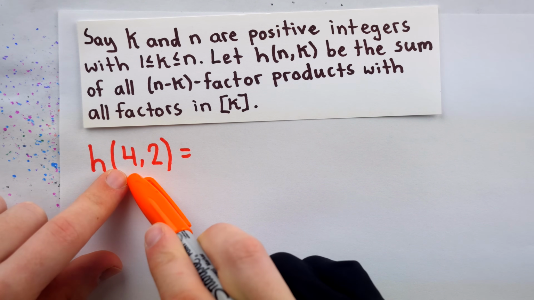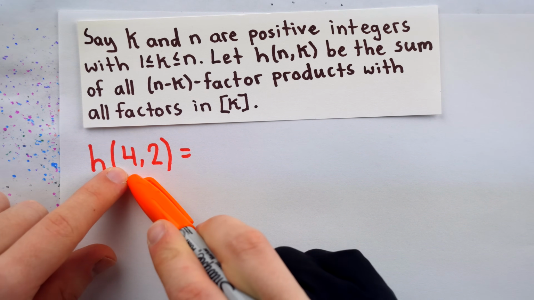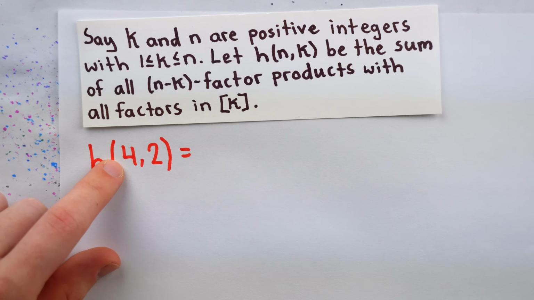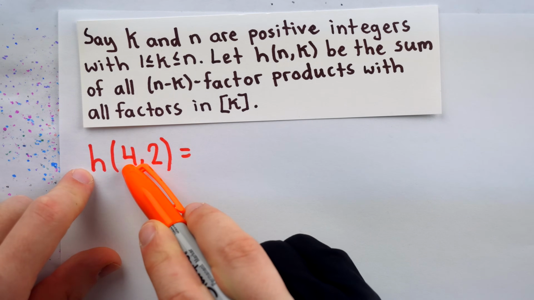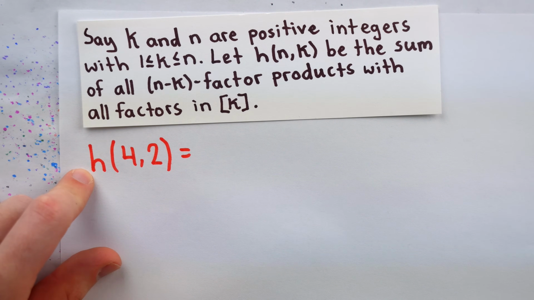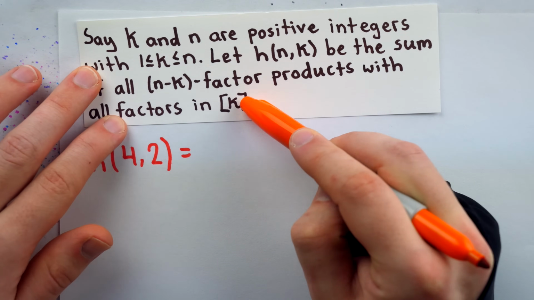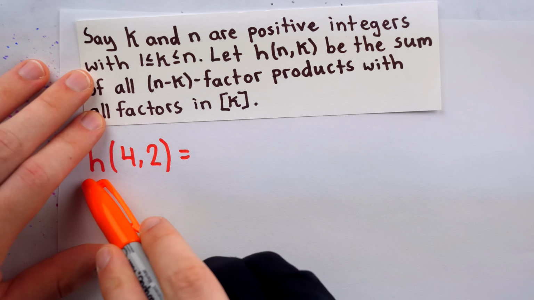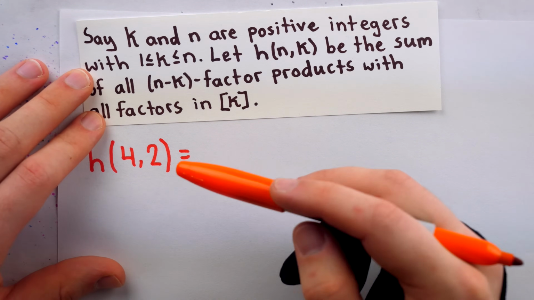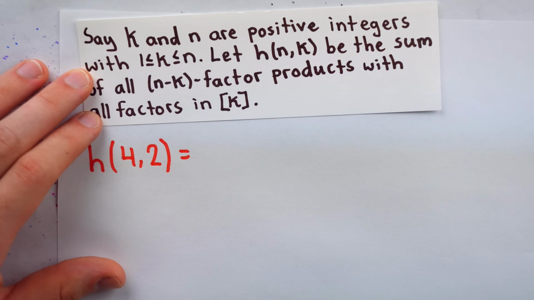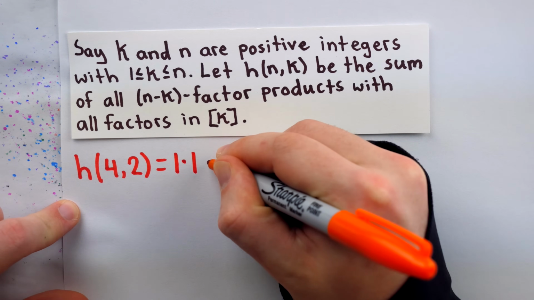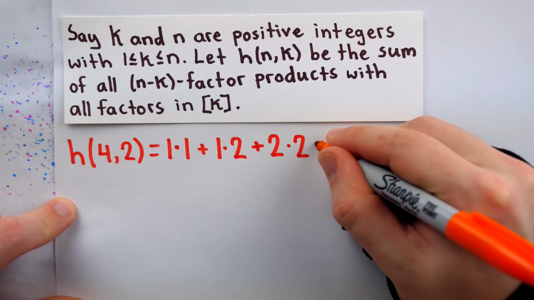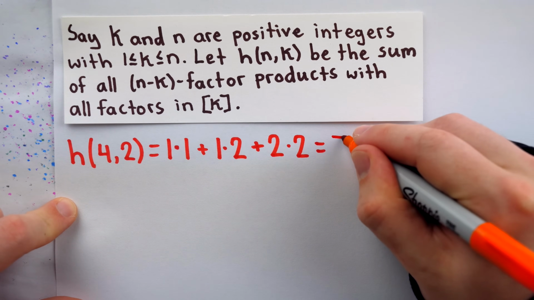So notice how the 4 here is really only telling us how many factors the products are allowed to have. 4 is 2 more than 2, so each product can have 2 factors. If this was a 5, then each product could have 3 factors, but still they would have to come from the set of the first 2 positive integers because k equals 2. So we'll take all possible products of this sort and add them up. That gives us the value of this function. The possibilities are 1 times 1, 1 times 2, and 2 times 2. Hence, the value of the function at 4, 2 is 7.